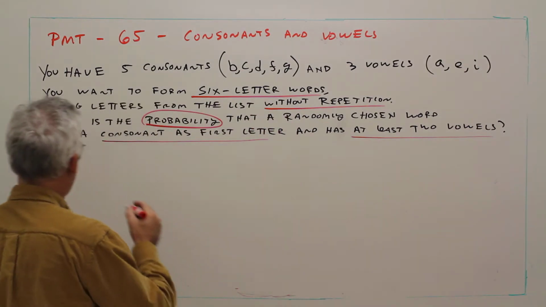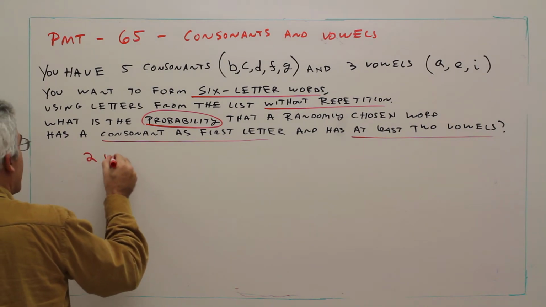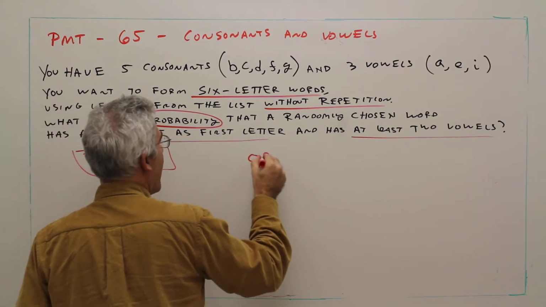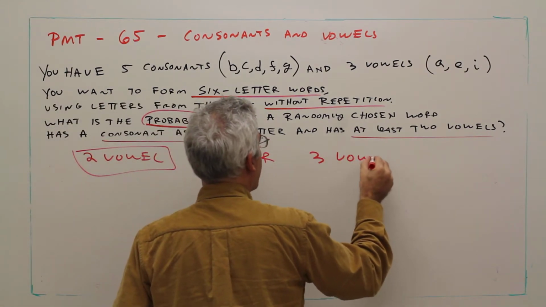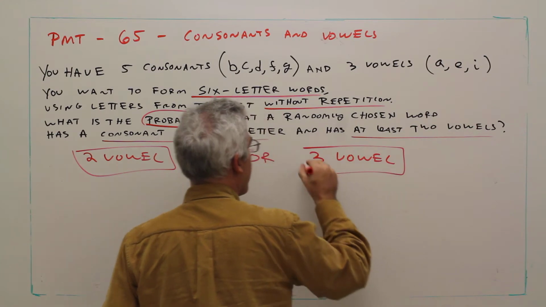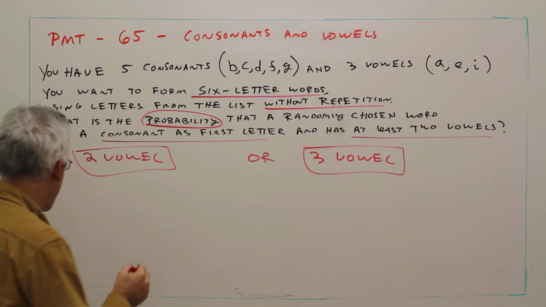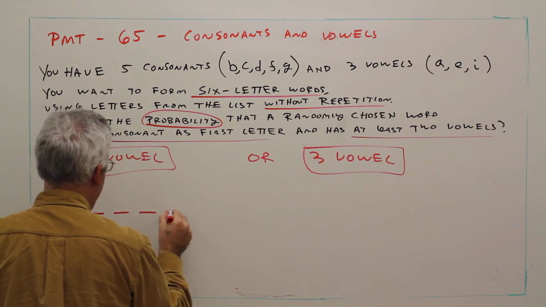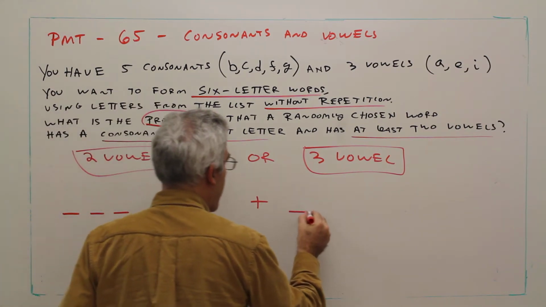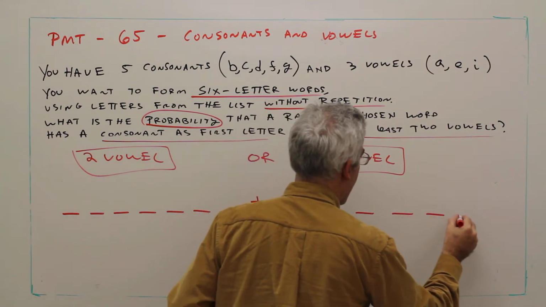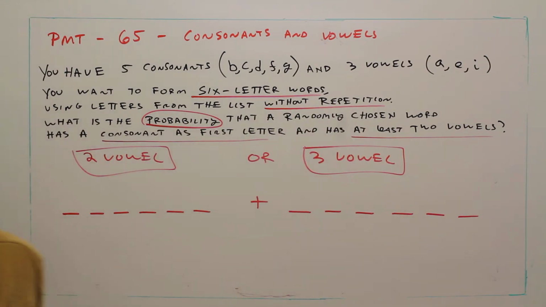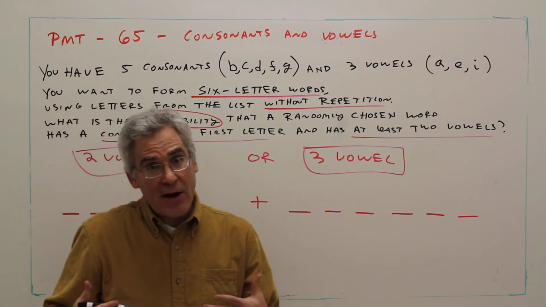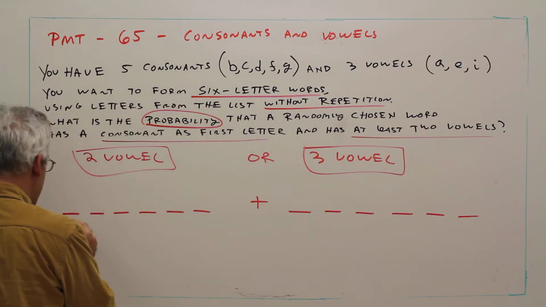Let's just have our 2 cases. So here's my 2 vowel case or my 3 vowel case. All right, I'm a visual person. Let's put the 6 dashes, 1, 2, 3, 4, 5, 6, plus 1, 2, 3, 4, 5, 6. Okay, they said the first letter has to be a consonant. So you're a consonant.